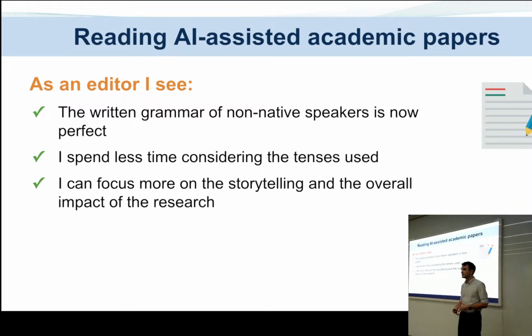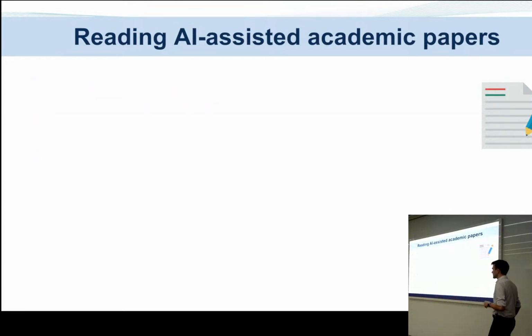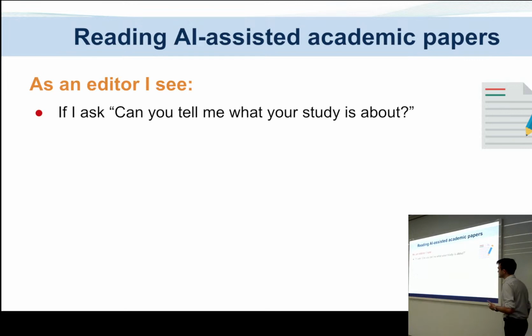It's probably good. I can focus more on the storytelling and the overall impact of the research. So as an editor, when you're publishing, how's the storytelling? What's the impact? How's your design? Other things that are not strictly grammatical. So those are the good things. I've also seen recently, if I ask a student, can you tell me what your study is about? They have a beautiful English paper. But hey, paper down, talk to me. What's your paper about? This is now a very difficult question.